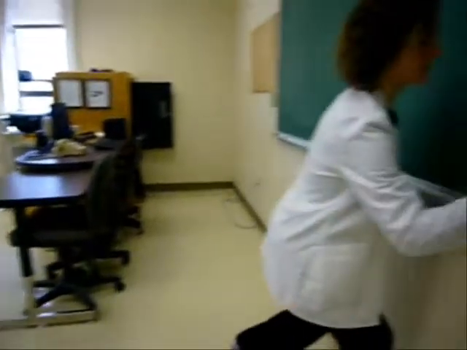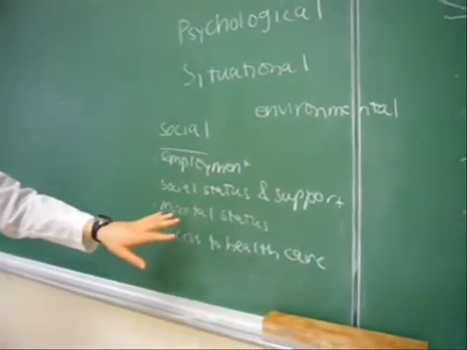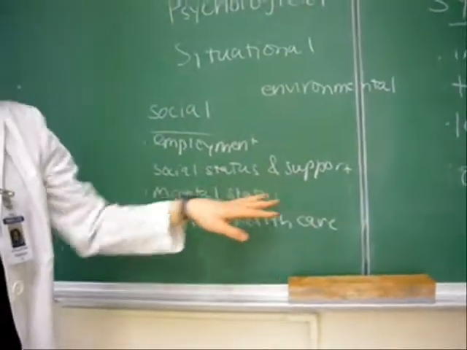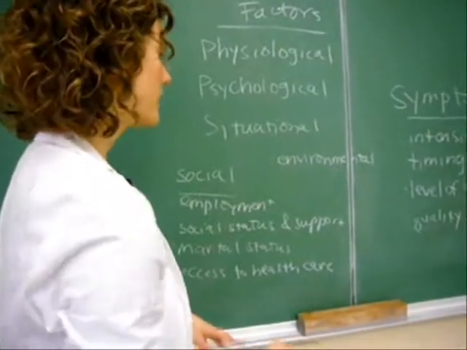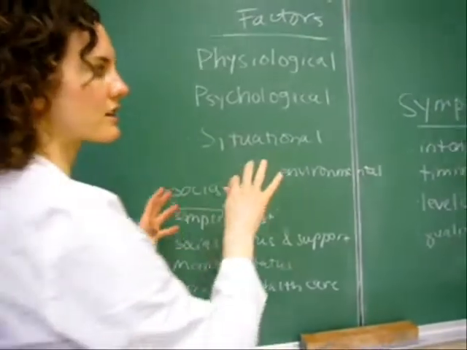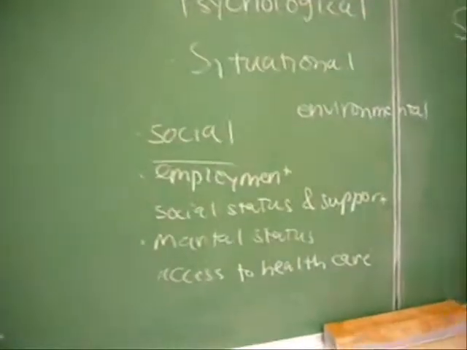Okay, so if someone has a lot of social support, then that might ease the way that they're experiencing their symptoms. Is that correct? So you can see how these influencing factors are going to affect the symptoms. After the symptoms comes consequences.